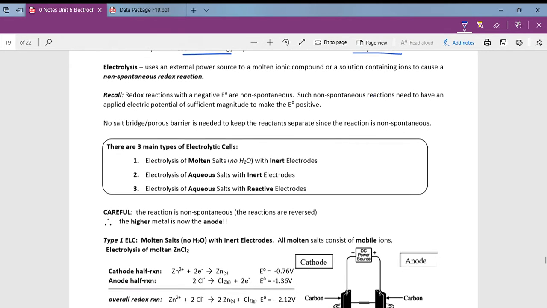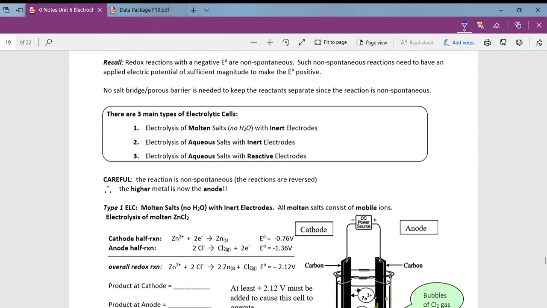And so there are three main types of electrolytic cells. They're all really confusing in some way, so I've chosen the one that I think is the easiest to talk through. There's electrolysis of molten salts, with no water and inert electrodes. Then there's electrolysis of aqueous salts with inert electrodes. And then there's electrolysis of aqueous salts with reactive electrodes.